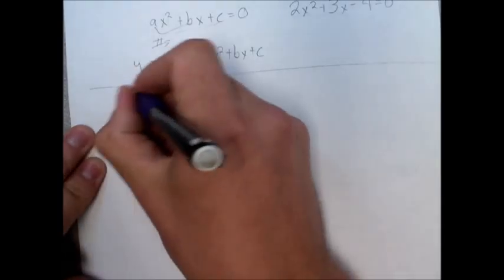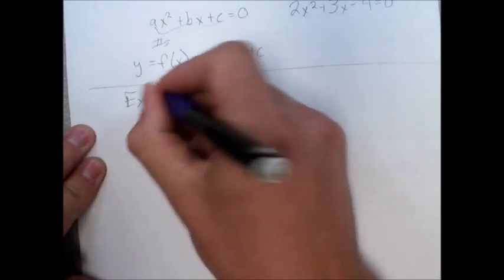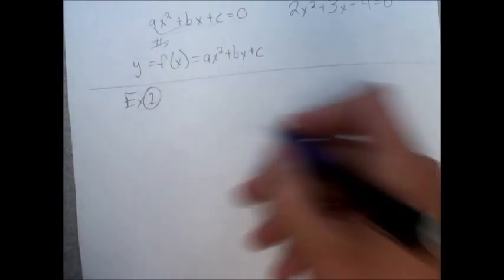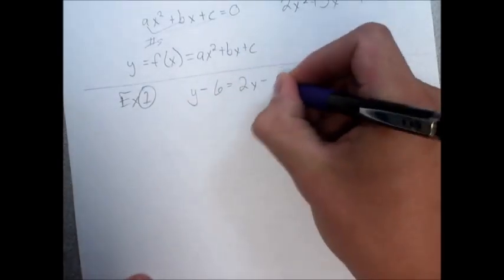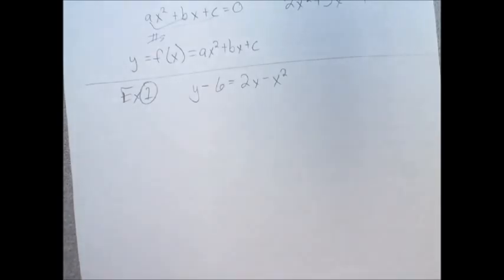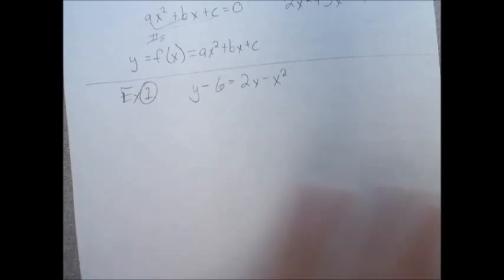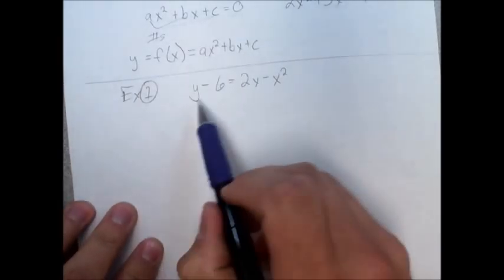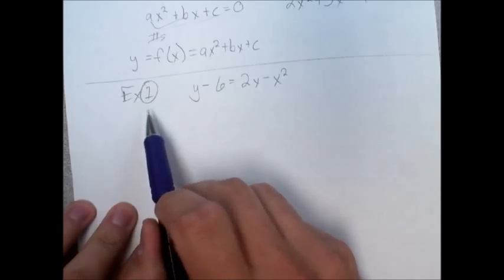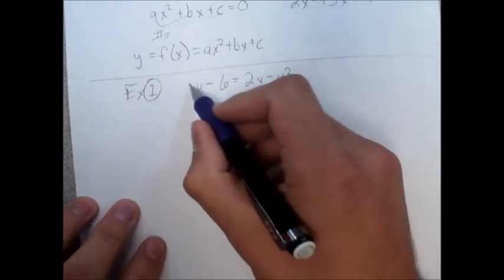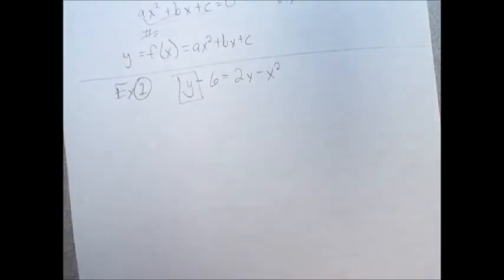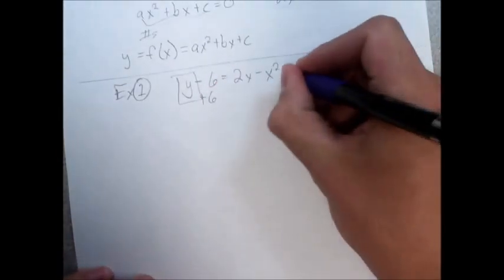Example 1. So converting to standard form, we're going to start with this equation, y minus 6 equals 2x minus x squared. So in order to convert this into standard form, I want to get my y by itself. So I'm going to get everything else away from it. So here I'm isolating my y. What do I need to do? I'm adding 6. Simple enough, right? So I add 6 to both sides.